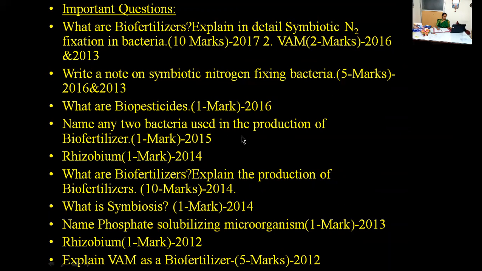Name any 2 bacteria used in production of biofertilizer. They've asked for 1 mark. Then rhizobium for 1 mark. What are biofertilizers? Explain the production of biofertilizers. They asked this question for 10 marks in the year 2014. What is symbiosis? They've asked for 1 mark. Name phosphate solubilizing microorganisms, for 1 mark they've asked. Rhizobium, again repetition, 2014 and again 2012, they've asked rhizobium.